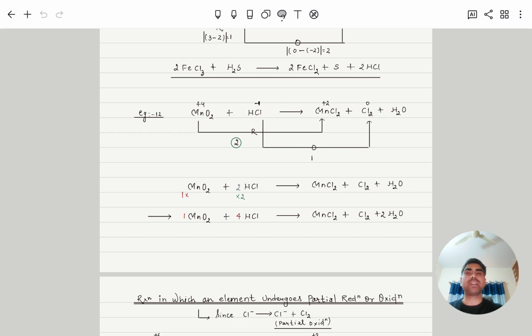Now after this the last segment is volumetric analysis, that is titration. So thank you very much. Revise nicely, study properly.